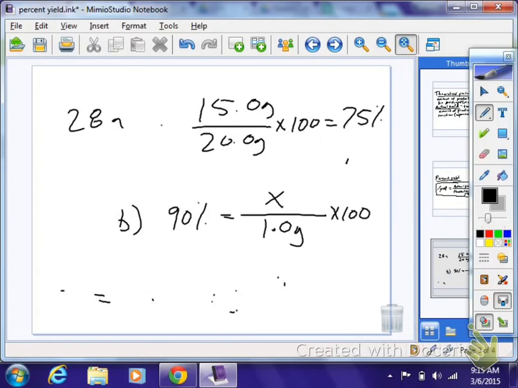So all we do is get rid of the percent by dividing both sides by 100. So we got 0.9 equals X over 1 gram. So what would be the actual yield? 0.9. See how easy that is? Okay, so the actual yield is 0.9 grams. Questions on that? Pretty easy.